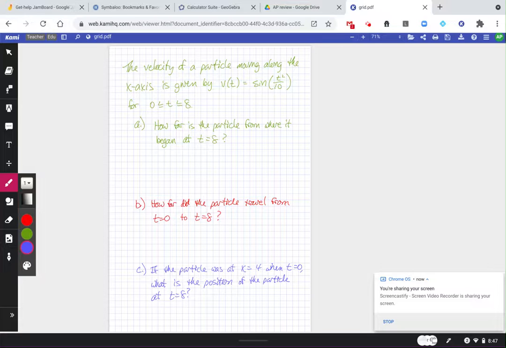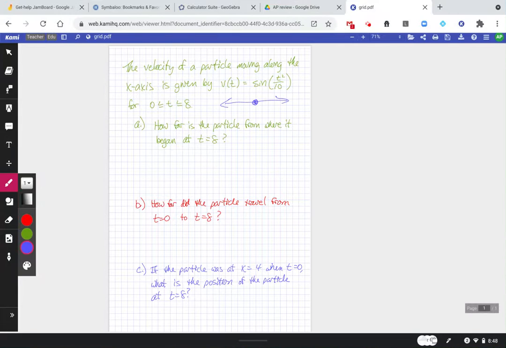Okay, everybody. So one of the things that we've been having a lot of trouble with is understanding the difference between distance and displacement. So I made a little question here for you. So we're looking at velocity of a particle moving along the x-axis. So what it's doing is it's just sliding back and forth.